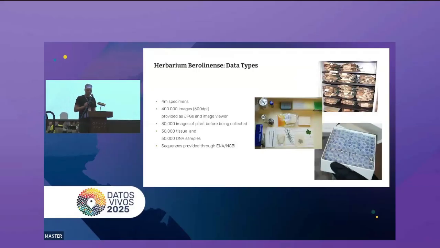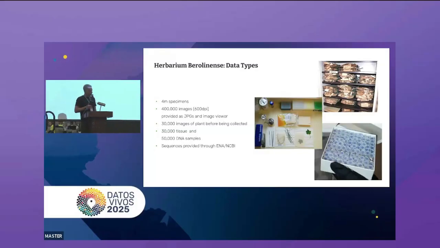The type of data we provide, or are able to provide, are of course the specimens, currently about 4 million. About 10% of them are digitized so far as high resolution images. They're stored as TIFF data, and we provide them as JPEGs for the creation of thumbnails, and through image viewers for humans to be able to zoom into different areas of the image, to take measurements, and to rotate, stuff like that.